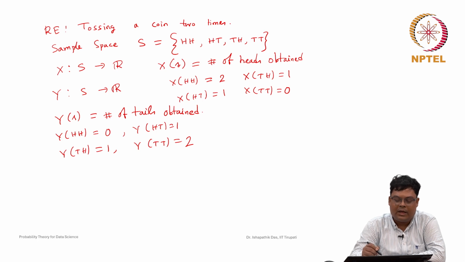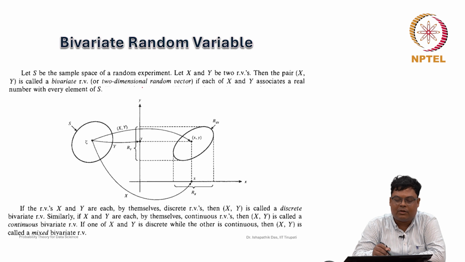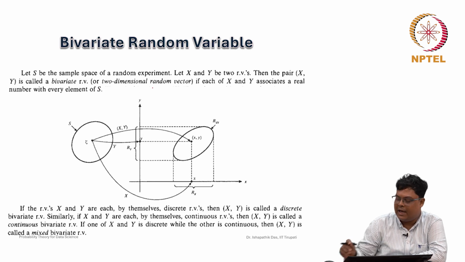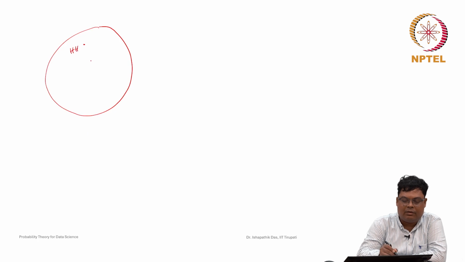Now, we define the bivariate random variable. Let us see what the definition is. Let S be the sample space of a random experiment, like here. So, let us consider this example, and S is the sample space. Suppose this is HH, this is HT, this is TH, this is TT. So, this is the whole sample space S.